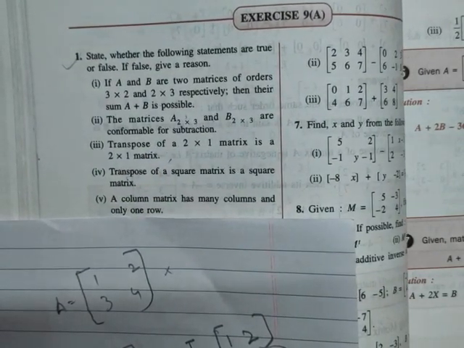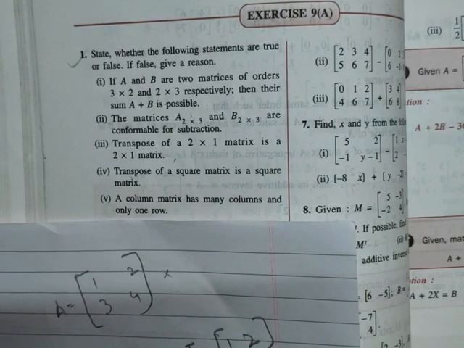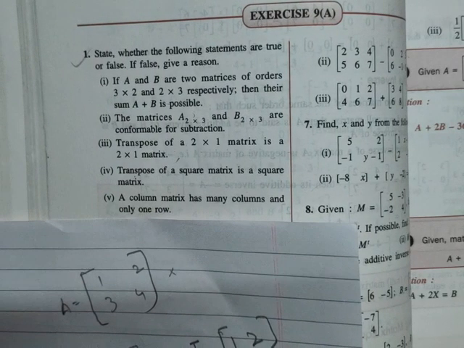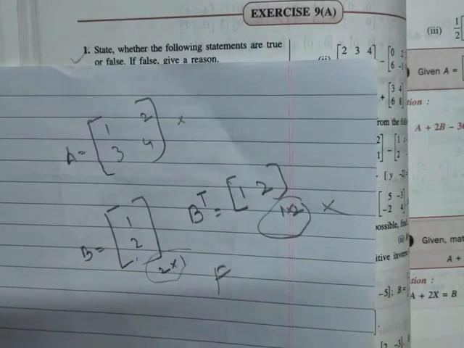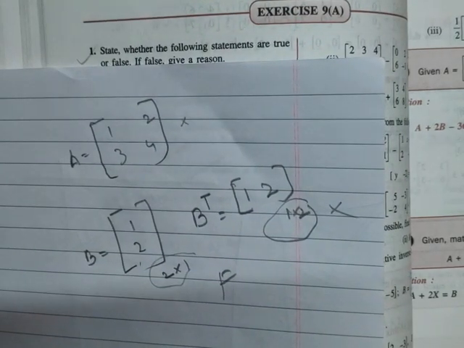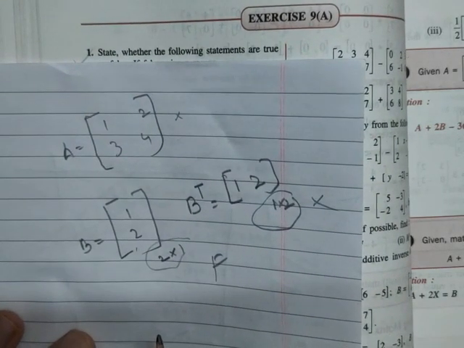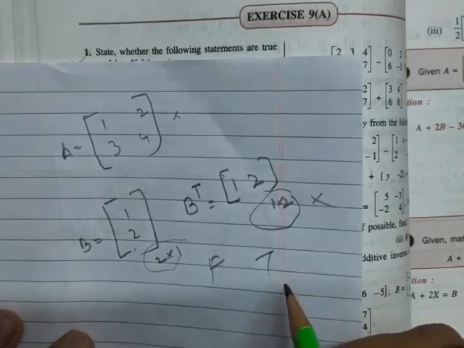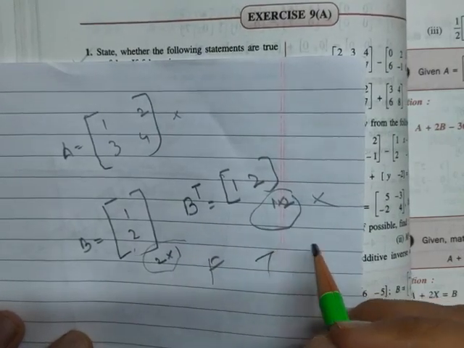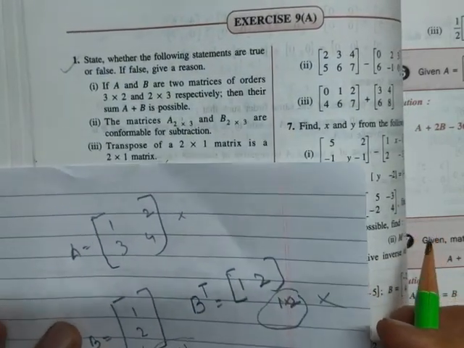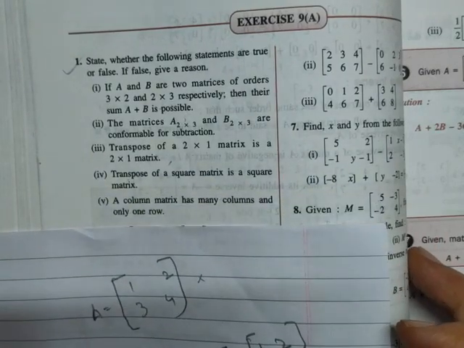Next question. Transpose of a square matrix is a square matrix. Now think before we answer or take an example. Think. What do you think? Answer is true. If you take 2 cross 2, transpose, answer is again 2 cross 2. You can take an example. Now we'll go ahead.